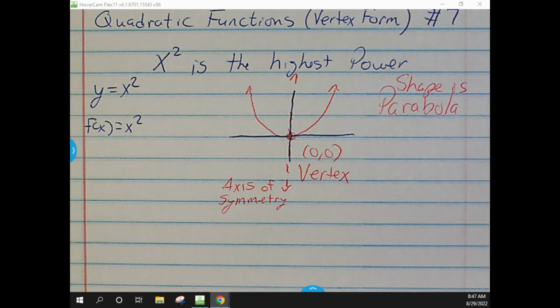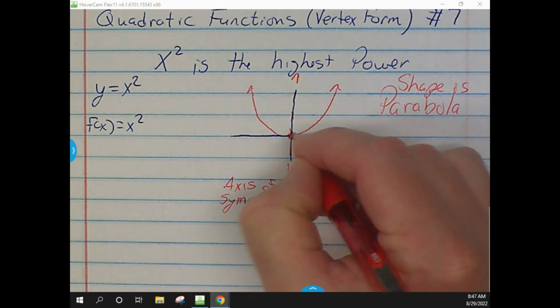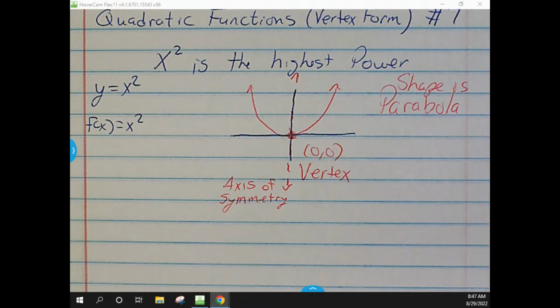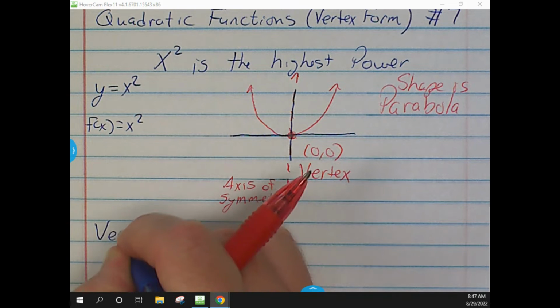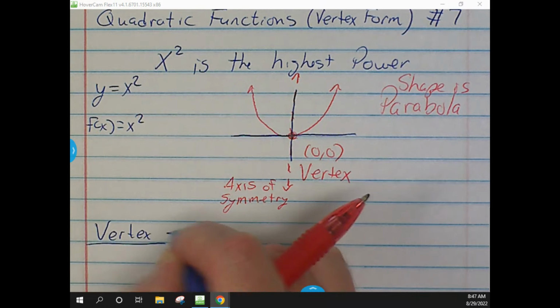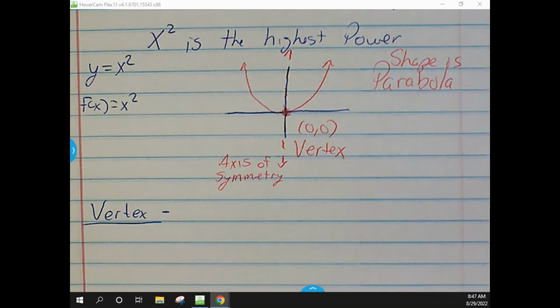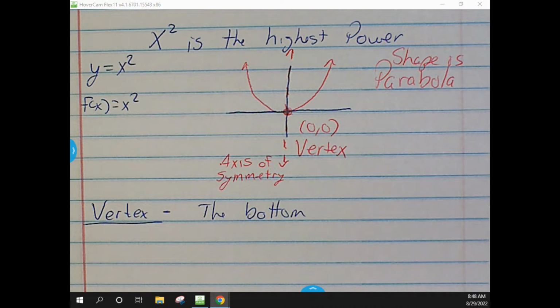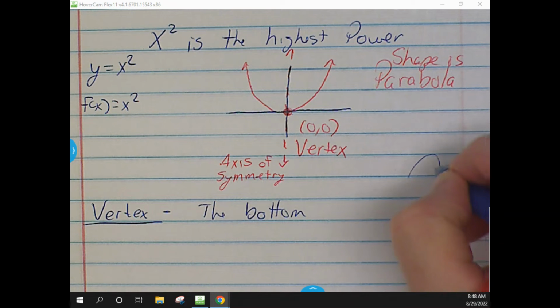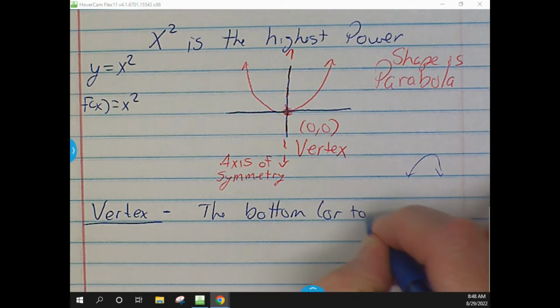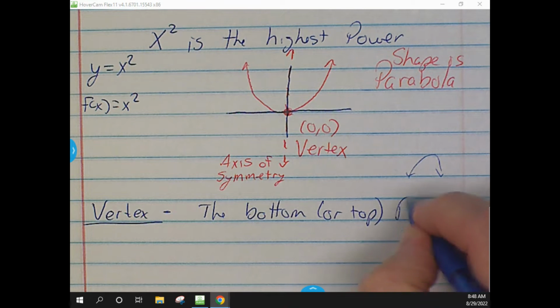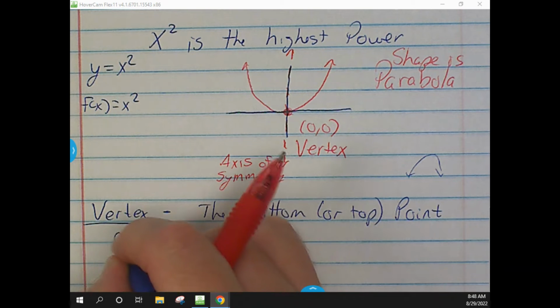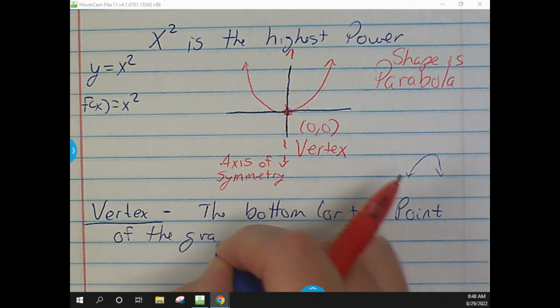finding the vertex. If you can find the vertex, everything else is really pretty simple when it comes off of it, because that is the most important point that you have on any quadratic that you're going to graph. Okay, so for the vertex, here's technically the definition of what it is. When we talk about the vertex, that is the bottom or again, if it's going this way, it could be the top point. So it's the bottom or top point of the graph.